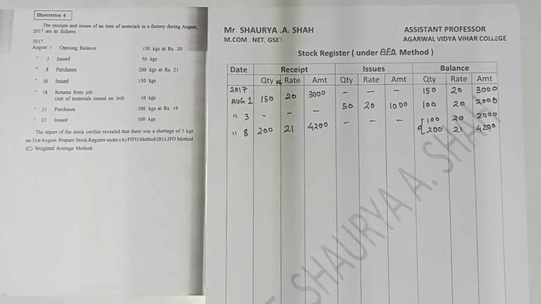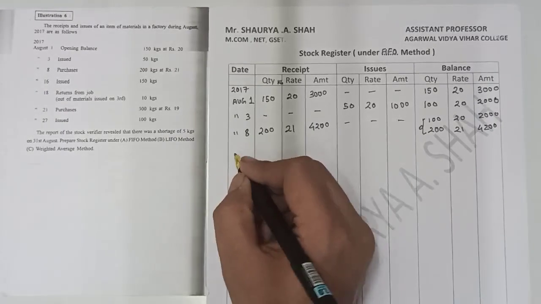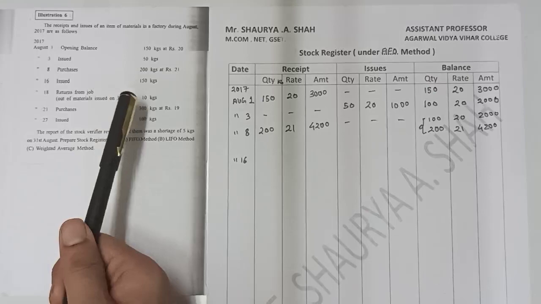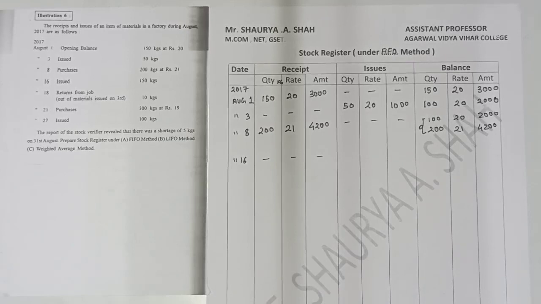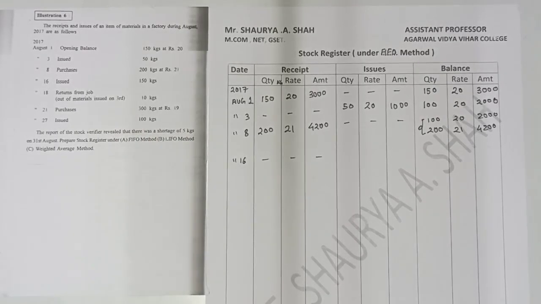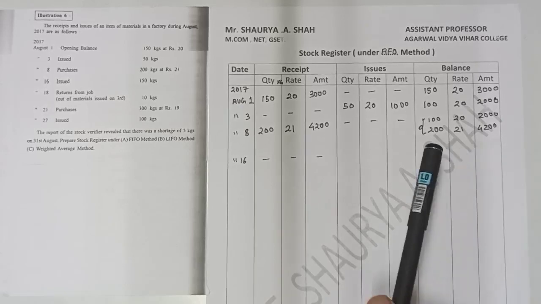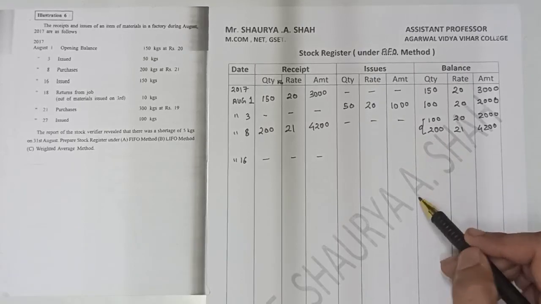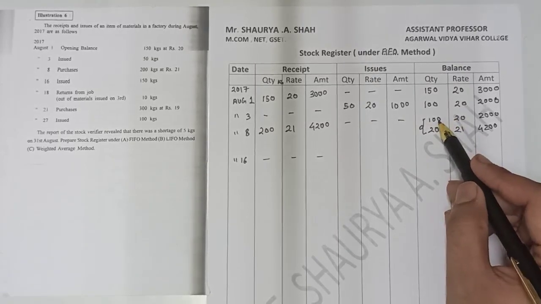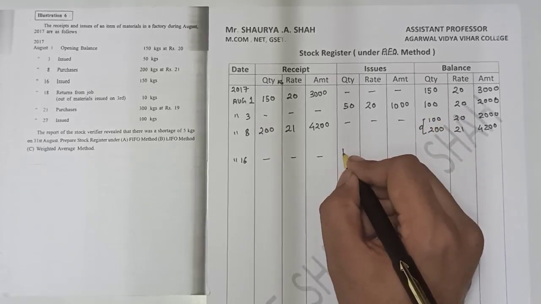Fine. Okay, now the next transaction we will move on. On 16th, right, you have given an issue. So on 16th I'll write down it is an issue, students, 150 kg. So in my receipt column it will be dash. Now this 150 kg which you have given, students, I cannot write directly 150 here, right, because it is the FIFO method, first in first out. So whatever first came, I need to give out of that, right? So 100 and 200, which one came first? Definitely 100, right?